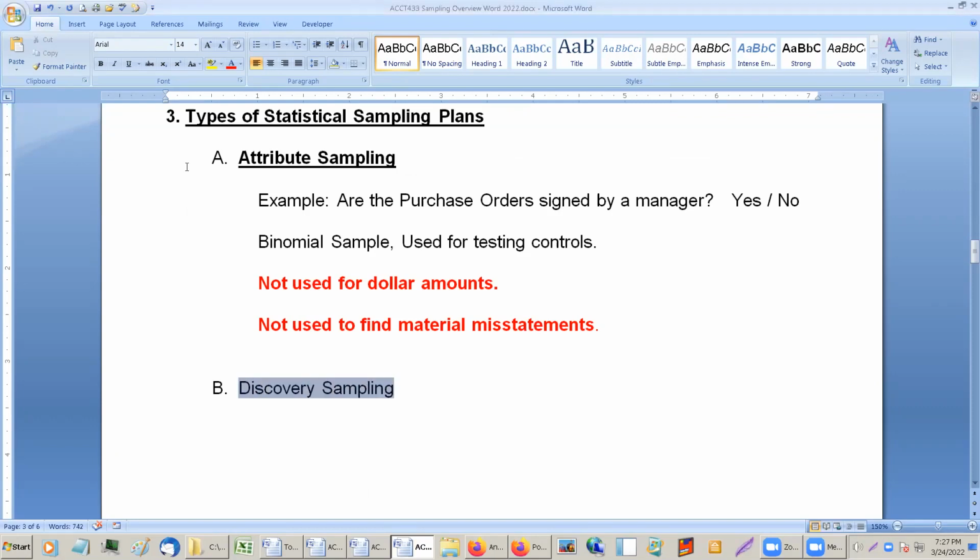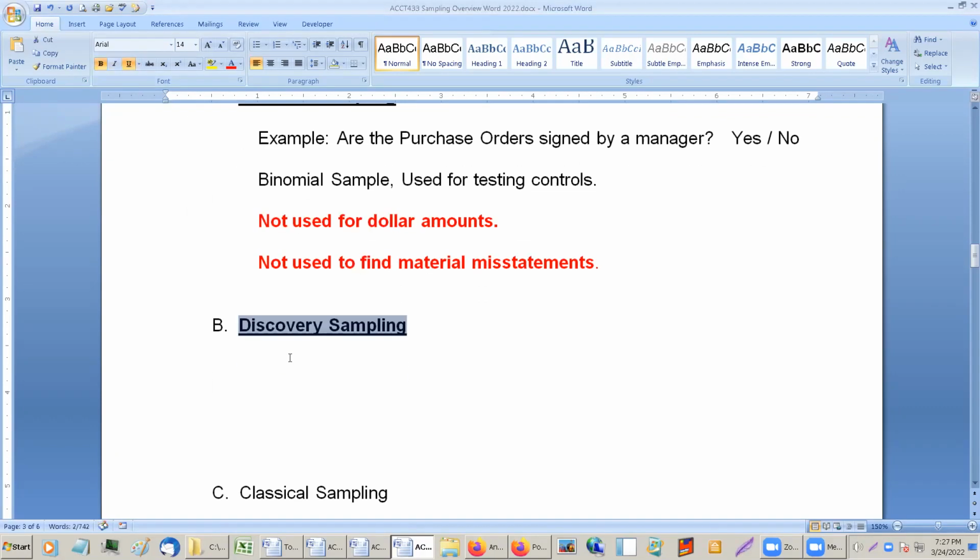Discovery sampling. I don't want to go too far into this one. I'll tell you how it's usually used. It's usually used to see what the chances are that there's a problem. You could be looking for fraud, or you could be looking for a quality control issue or something like that. And a lot of times these will be the number of items picked without an exception.